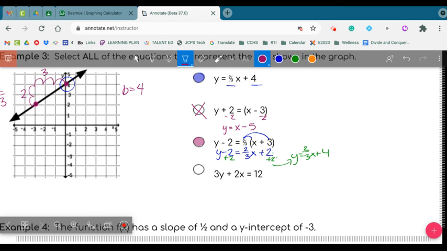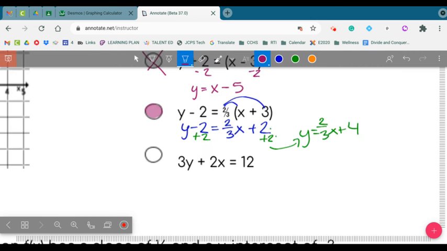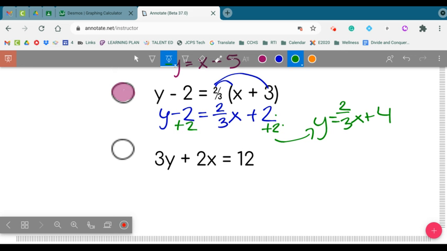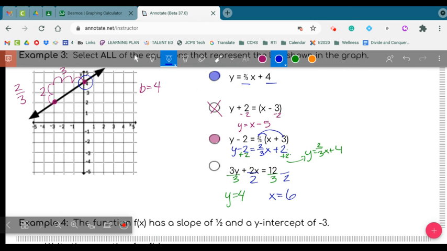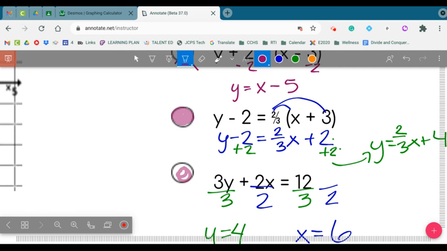Okay, last one. This one's in standard form, so you can either get it into y equals mx plus b form, or you can find your x and y intercepts. If we find our y-intercept, we're going to get y equals 4. If we find our x-intercept, we're going to get x equals 6. So is our y-intercept 4? Yes. Is our x-intercept 6? Yes, our x-intercept will be 6, so this one is also a possibility.